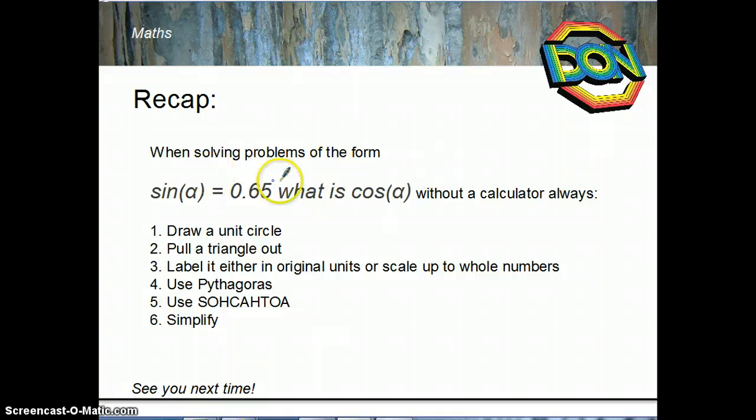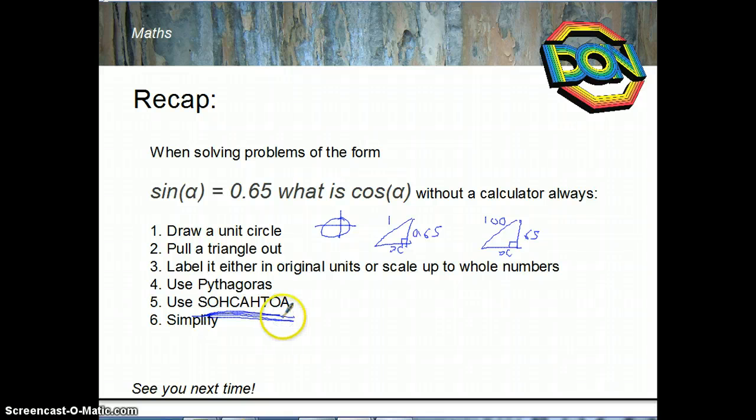Quick recap then. If you're solving something of this form without a calculator, start off by drawing a unit circle. Pull the triangle out that you're going to be dealing with, label it either in the original units, like that, or scale it up, like that. Use Pythagoras to work out the missing side, then use SOHCAHTOA to find the thing that you're looking for. Simplify if you can. And there we go.